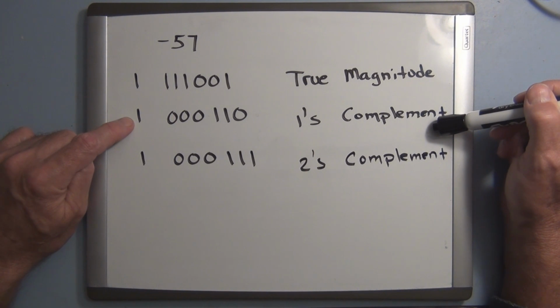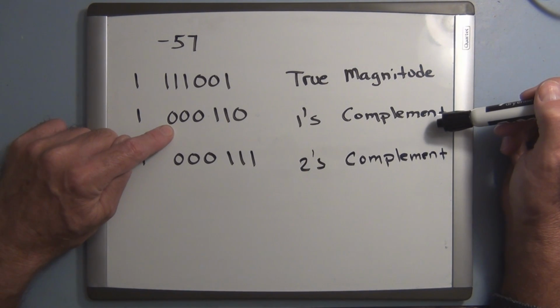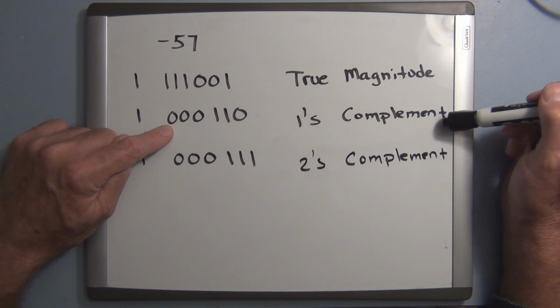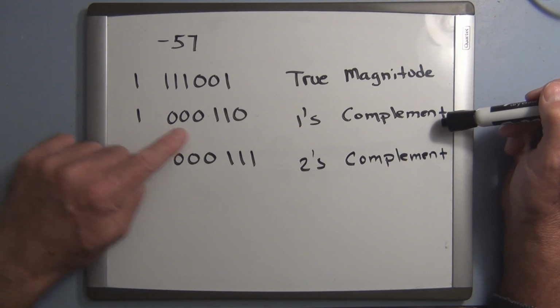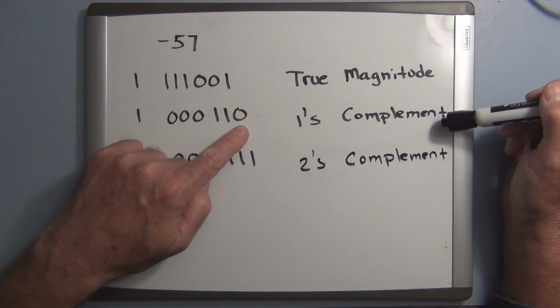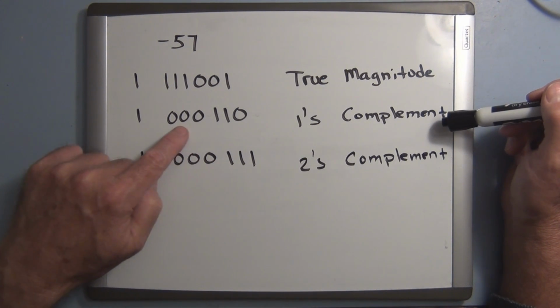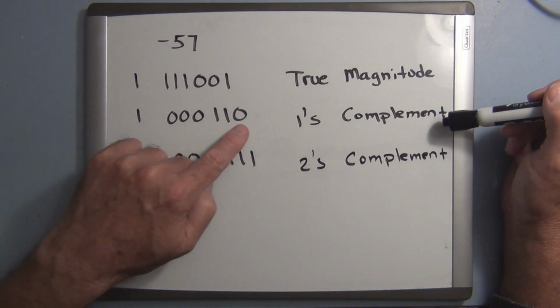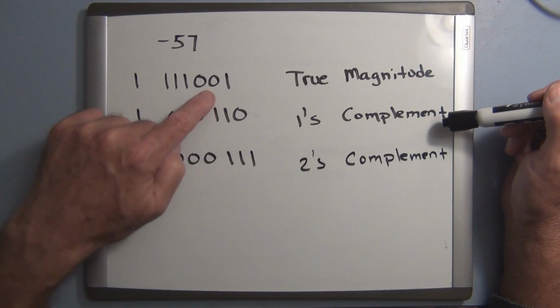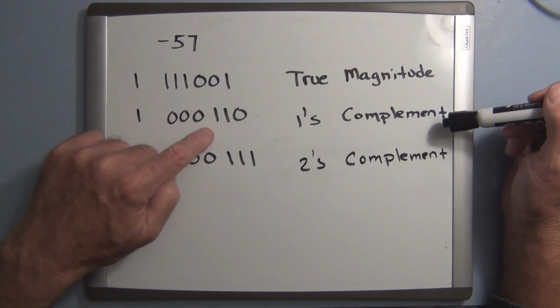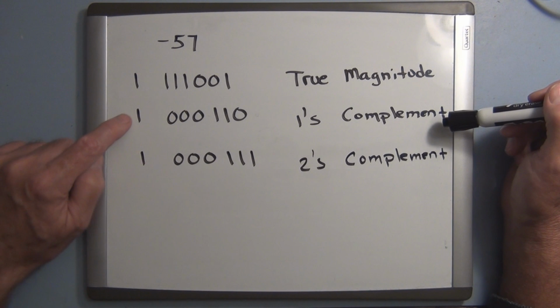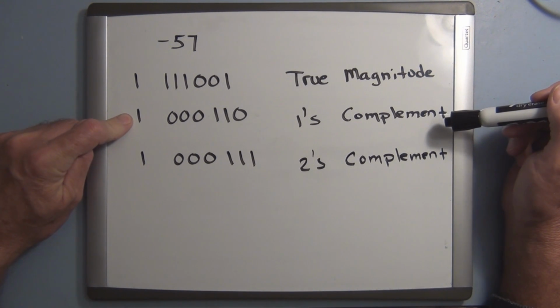And in this case, we've manipulated the magnitude portion and changed it into its 1's complement, which just consisted of taking the complement, the reverse or opposite, of each bit in the magnitude. So we change the 1 to a 0, the 0 to a 1, 0 to a 1, 1 to a 0, and we still have the sign bit of 1.